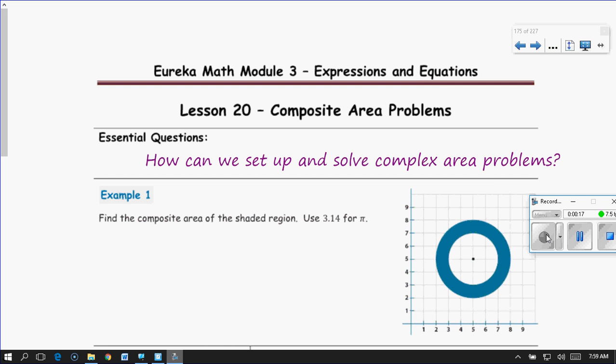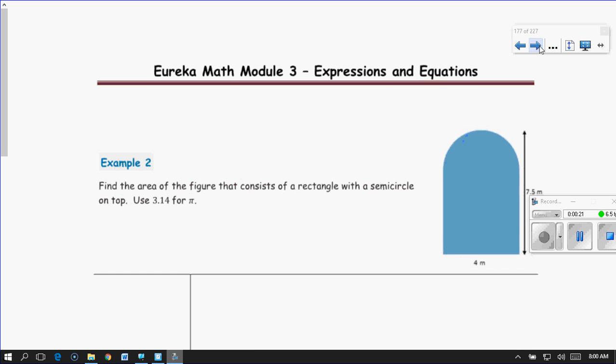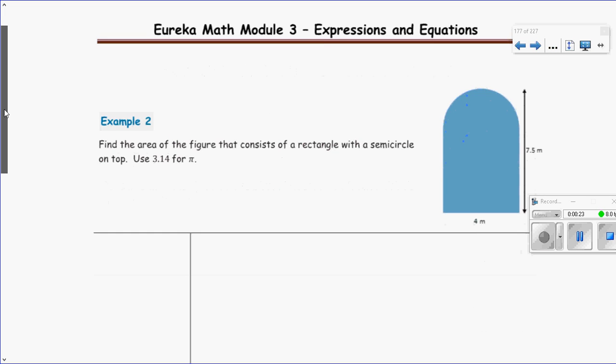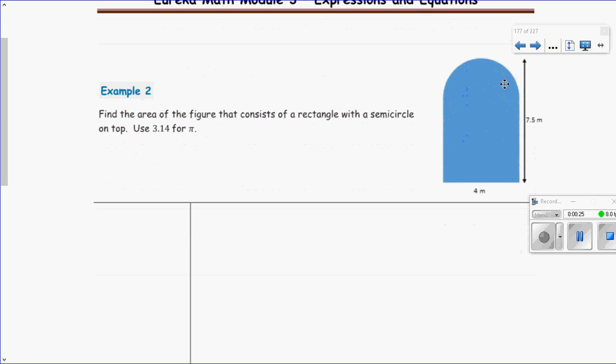I'd like for you to turn to page 154. Okay, example 2 says to find the area of the figure that consists of a rectangle with a semicircle on top. Use 3.14 for pi.